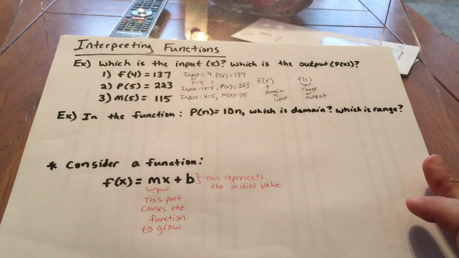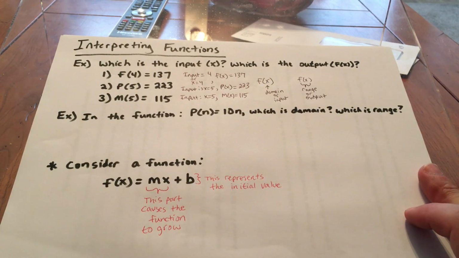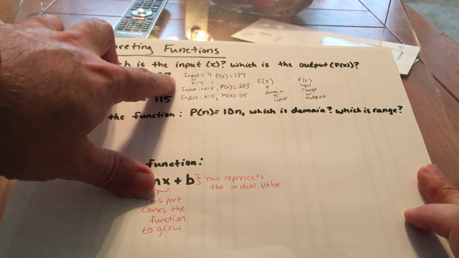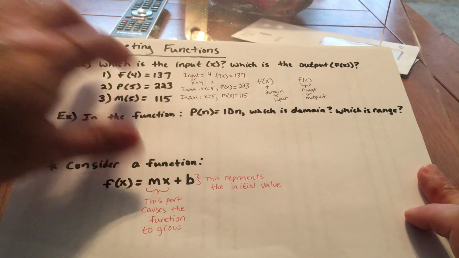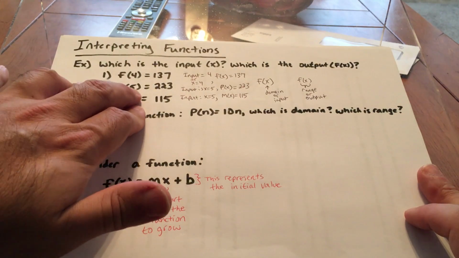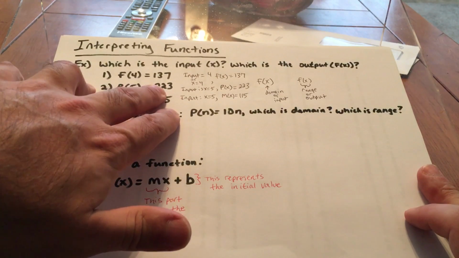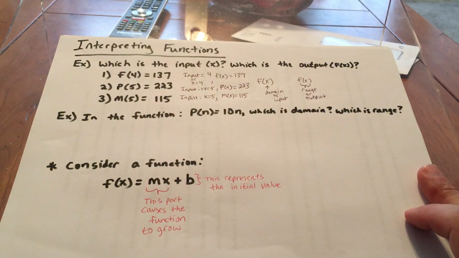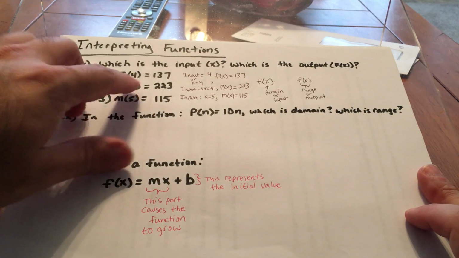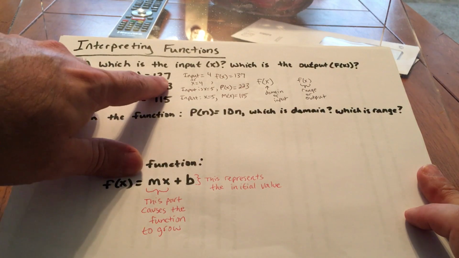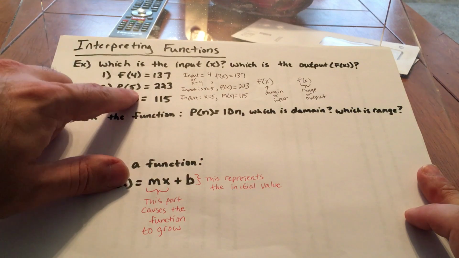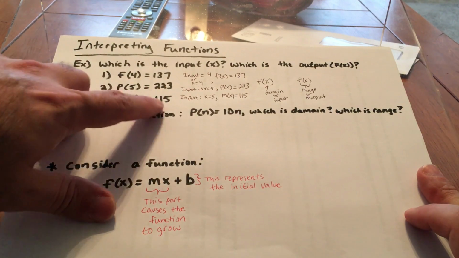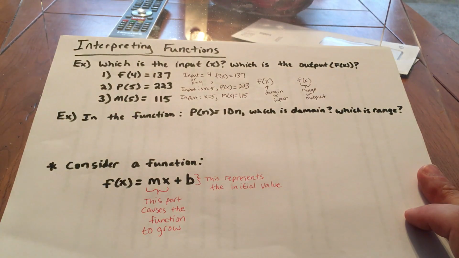So this is just trying to train you to get used to seeing function notation. This is saying that if we plug in 4 for x and whatever the original function was, we're going to get 137. All right, and the same here. If we plug in 5 for x, we're going to get 223. If we plug in 5 for x here, we're going to get 115. So your actual coordinates here are x coordinate 4, y coordinate 137. X coordinate 5, y coordinate 223, x coordinate 5, y coordinate 115.